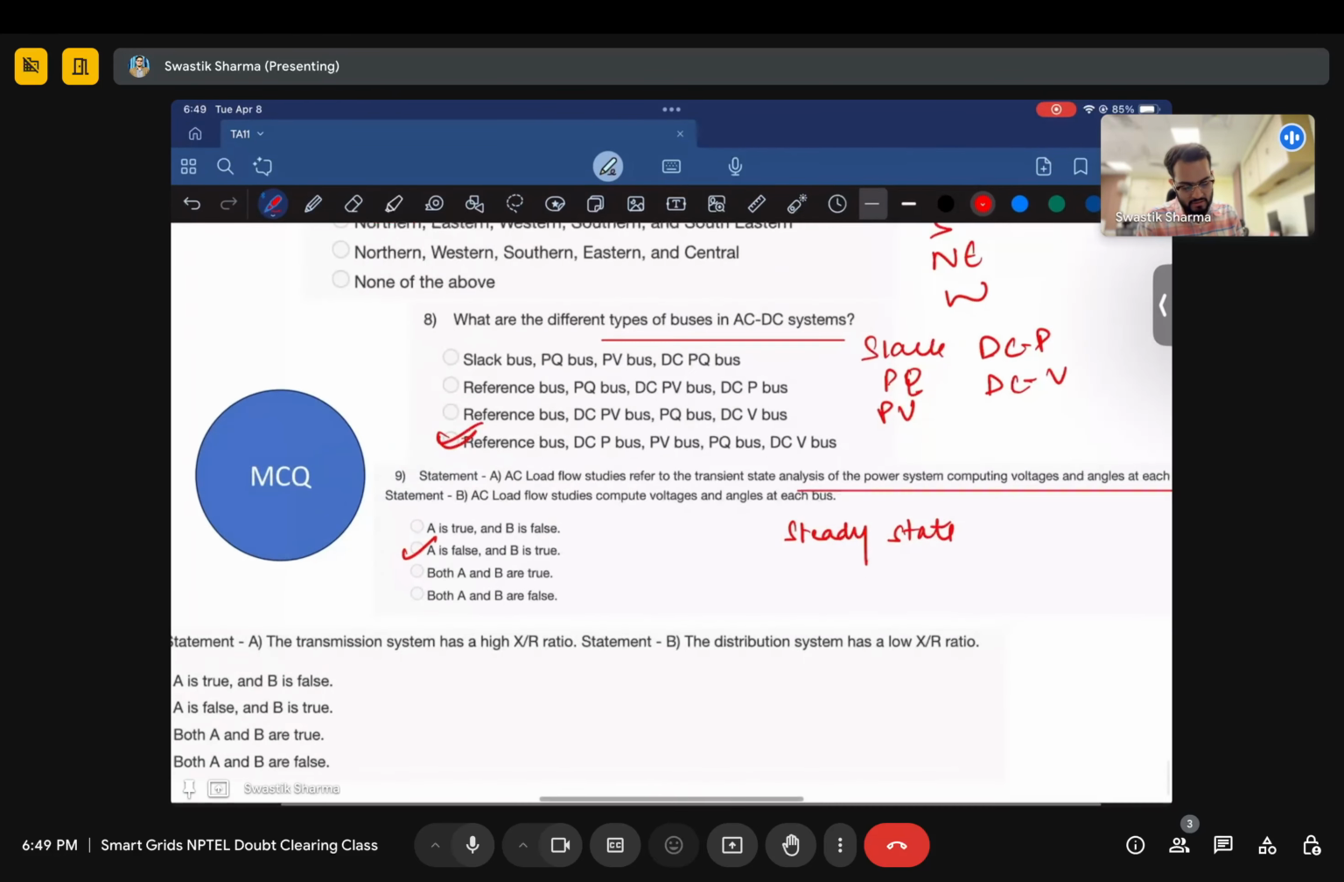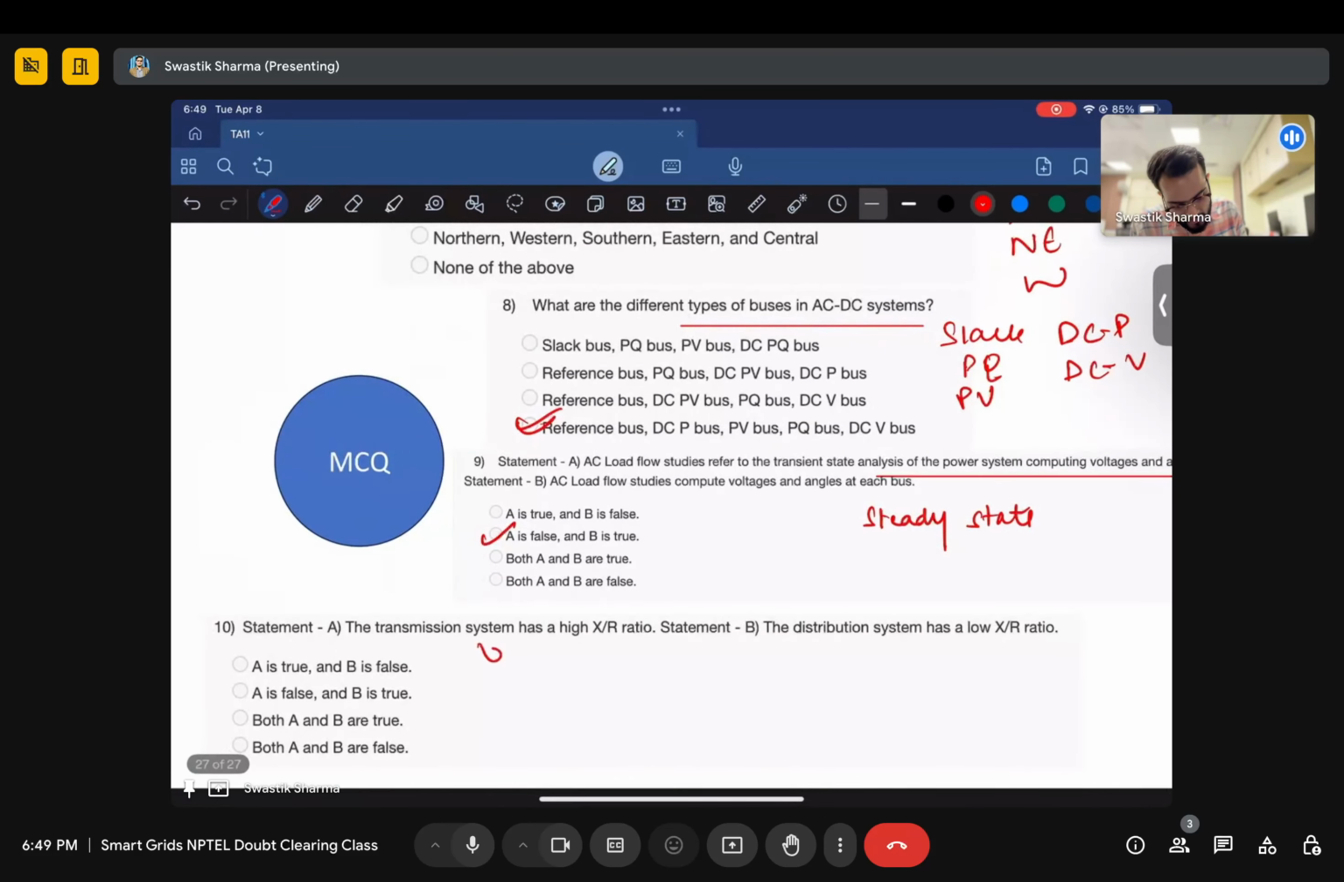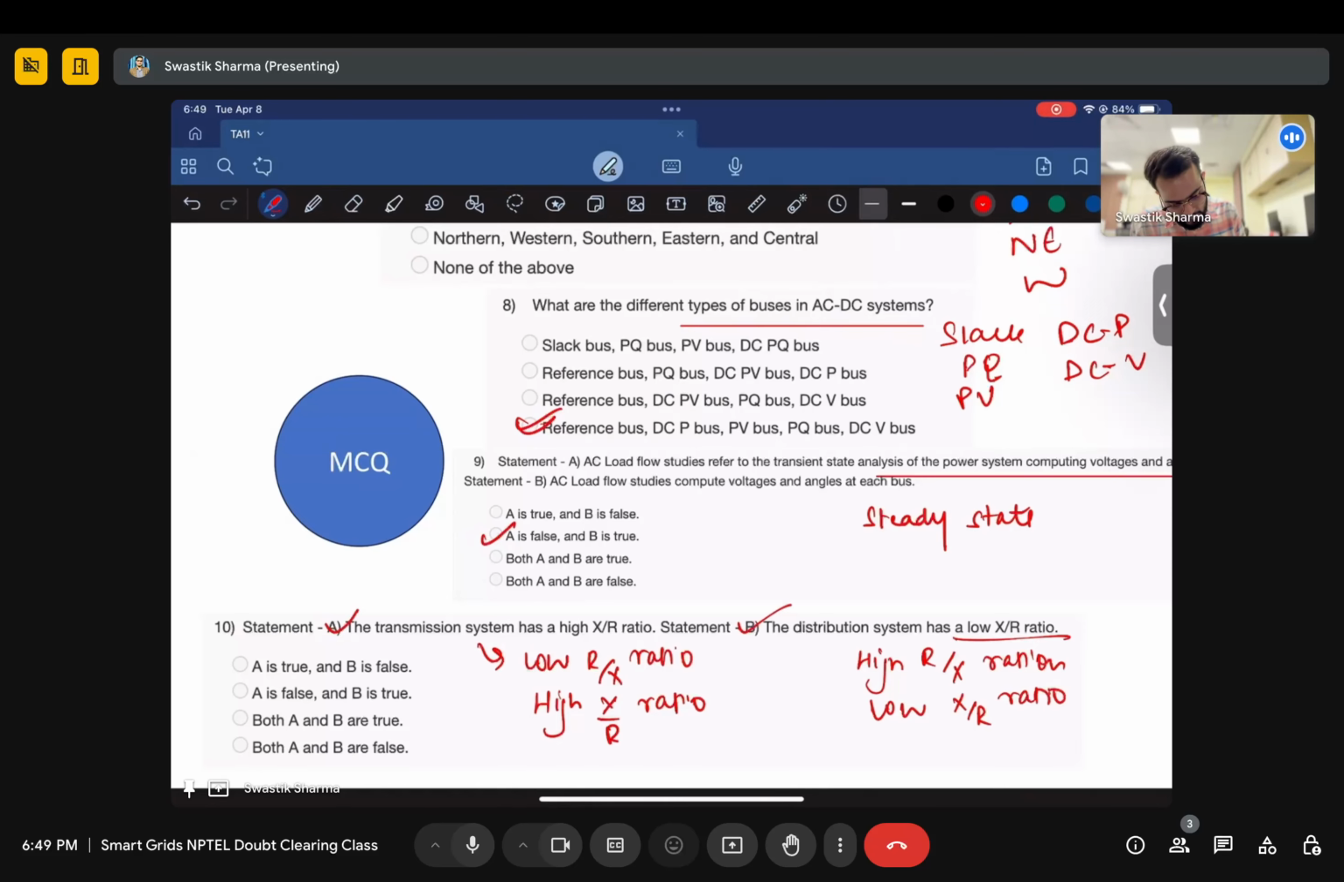The last question, statement A. The transmission system has a high R by X ratio. So I said it has a low R by X ratio. So if it's a low R by X ratio, that means if I do just a reciprocal of it, it means it has a high X by R ratio. The distribution system has a low X by R ratio. So it has a high R by X ratio, but a low X by R ratio. So this is also correct and this is also correct. So the correct statement is C. Both A and B are true.